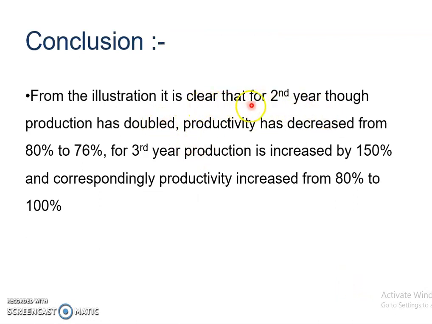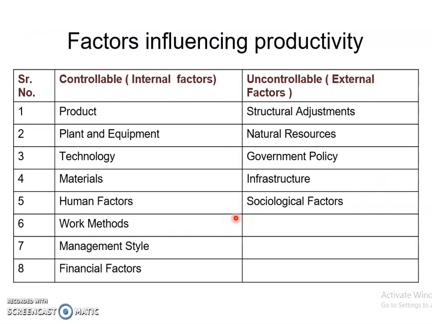From the mathematics, we observed that for the second year, though production has doubled, productivity has decreased from 80% to 76%. This is in comparison to the first year. For the third year, the production is increased by 150% and the corresponding productivity is increased from 80% to 100%. So this has been the conclusion. Now let us move to the next article, that is factors influencing the productivity.